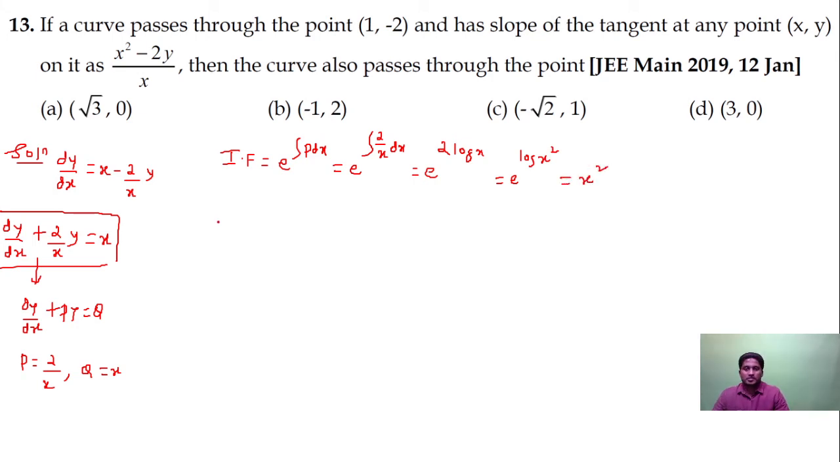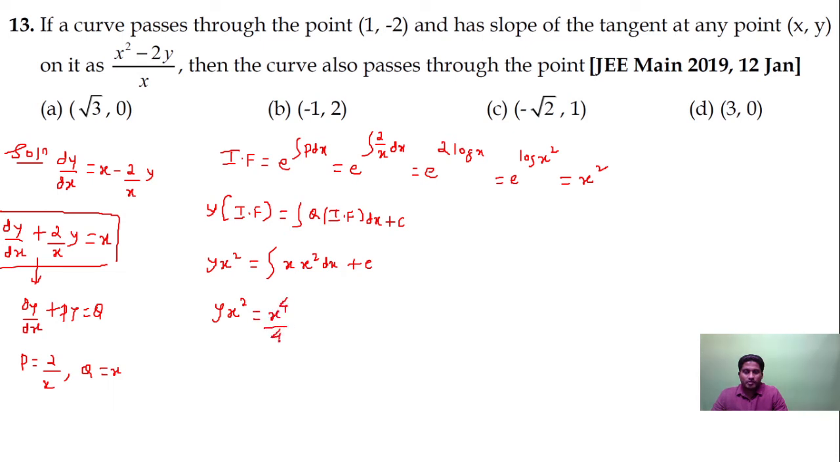Now the solution is y into integrating factor is equal to integral q into integrating factor dx plus c. Y into x square is equal to integral q, q is equal to x, into x square dx plus c. So x into x square is x cube, right? So this is x to the power of 4 divided by 4 plus c. Let's call this equation 1.